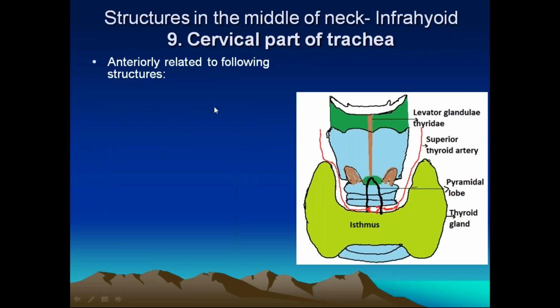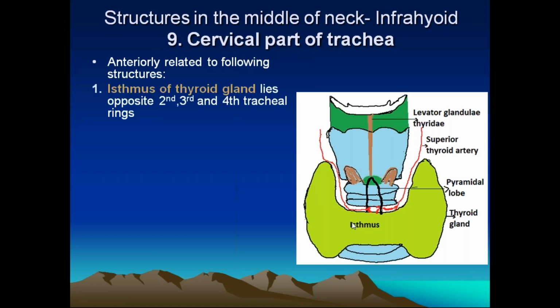The ninth structure in the midline of the neck in the infrahyoid part is the cervical part of the trachea. Okay, this is a hand-drawn diagram. This is the cervical part of the trachea. The cervical part of the trachea is related anteriorly to the following structures. The first structure will be the isthmus of the thyroid gland, which lies opposite the second, third, and fourth tracheal rings, which is very clinically important.